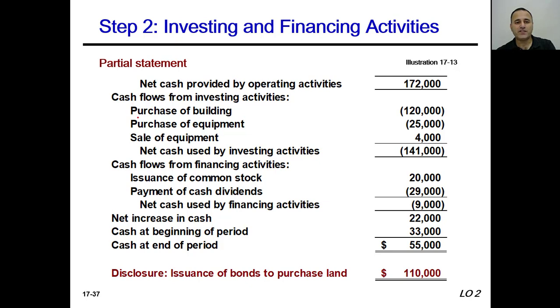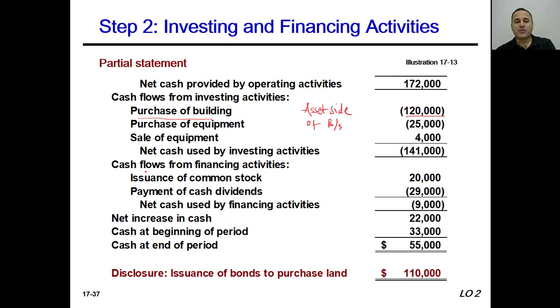So cash flow from investing activities: we purchased a building. When we purchase a building, of course, it's a cash outflow activity. So I bought a building, and of course I paid for it. Purchase of equipment, again cash outflow. Sale of equipment. If I sell something, of course I get cash, so it's a cash inflow activity. So net cash used by investing activities. Investing activities relate to the asset side of the balance sheet, but only the long-term assets, not the current assets.